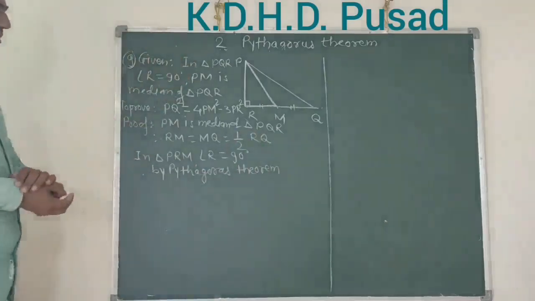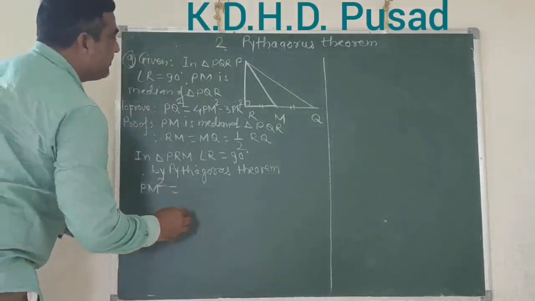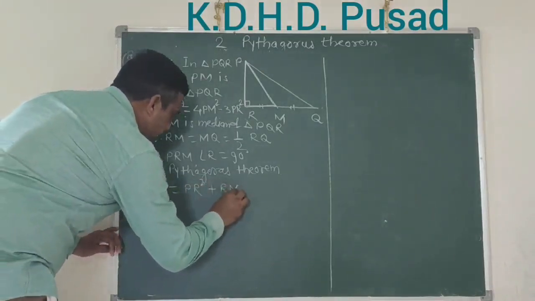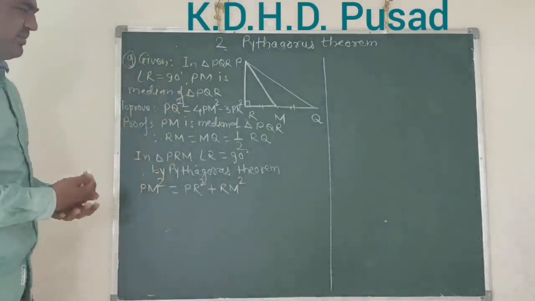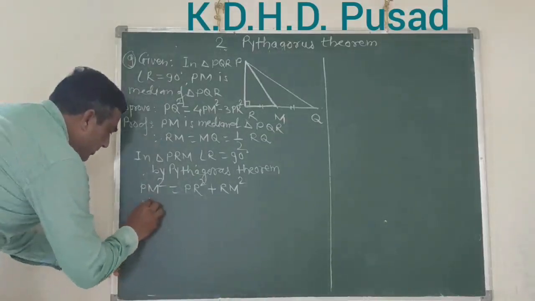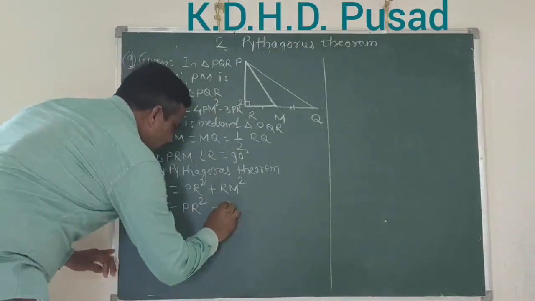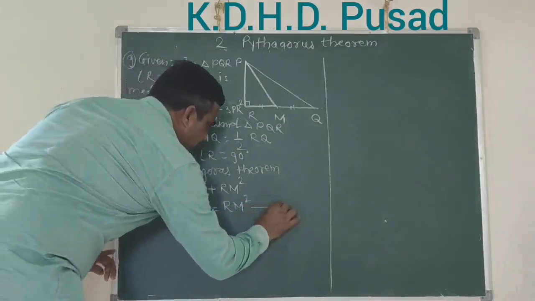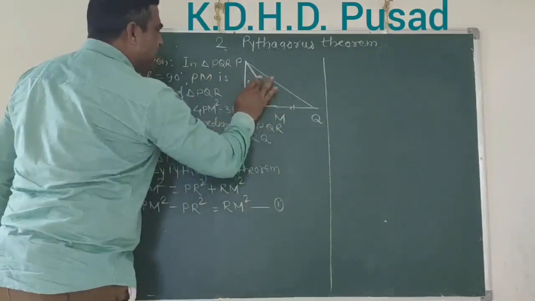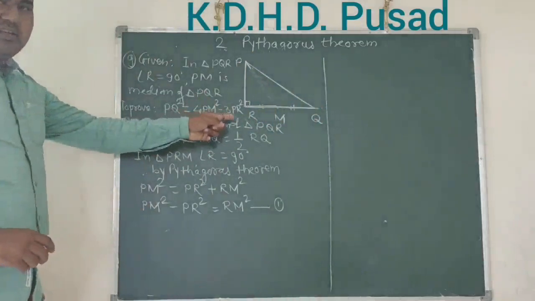So if we use Pythagoras theorem here, you will get PM square is equal to PR square plus RM square. Now, for a purpose, whatever I want to prove, I am transferring this PR on this side. So here you will get PM square minus PR square is equal to RM square. Mark this as equation 1. Now, forget this. Now consider this larger triangle. Again, that is right angle triangle. So we will use Pythagoras theorem.